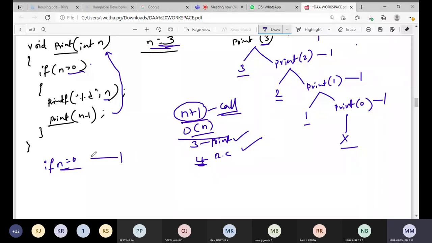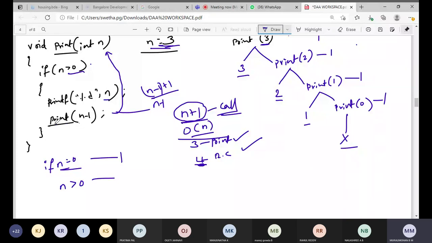Now if n is greater than 0, how much time is it taking? Previously, how much time was it taking, you just see. This will call n minus 1 times, right? This will call n minus 1 times plus this one 1, so it is n minus 1 plus 1 time, right?